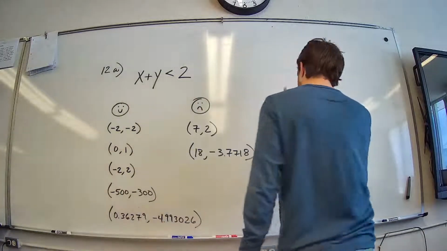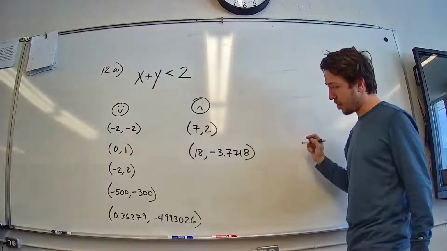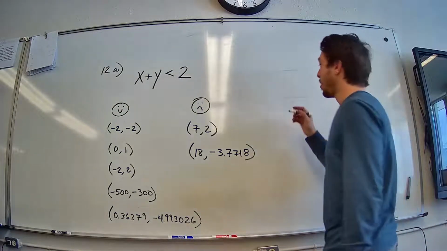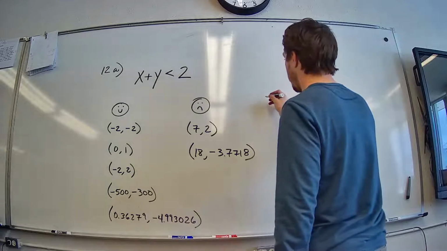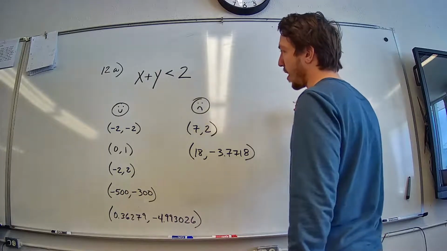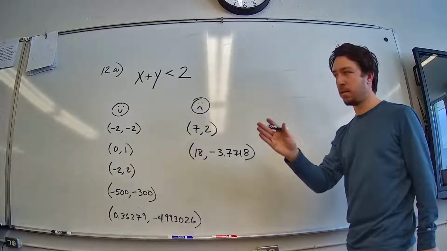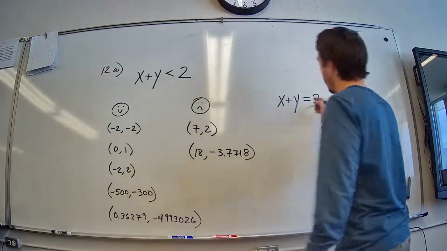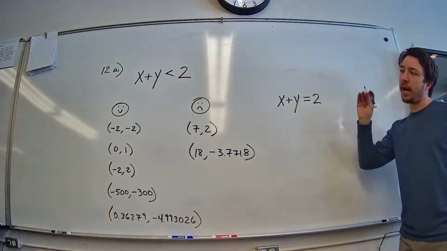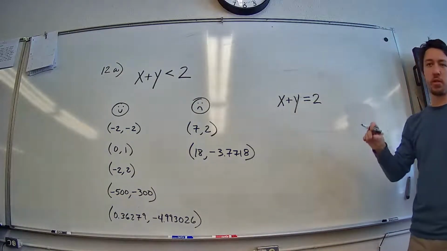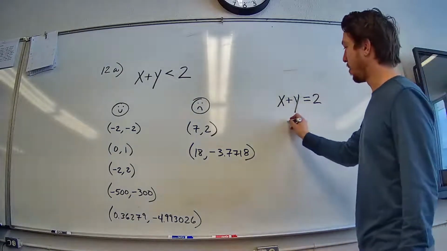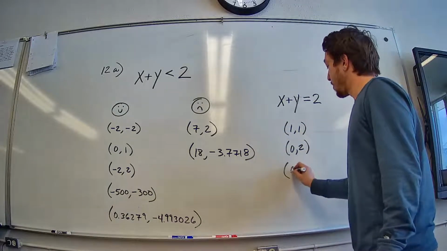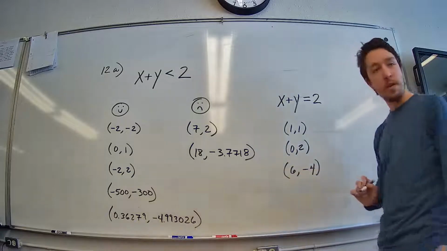So last thing I want to talk about, don't worry, we're not going to do this on every single question. This is just for the first one we're looking at. How about the set of points that are kind of borderline? How about the set of points where you're not quite above 2, you're not quite below 2? So how about a point 1 and 1, 0 and 2? How about 6 and -4?